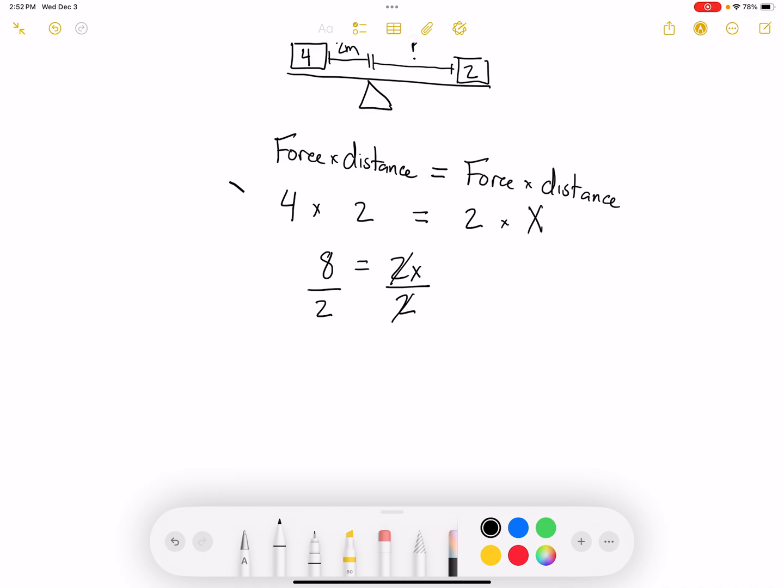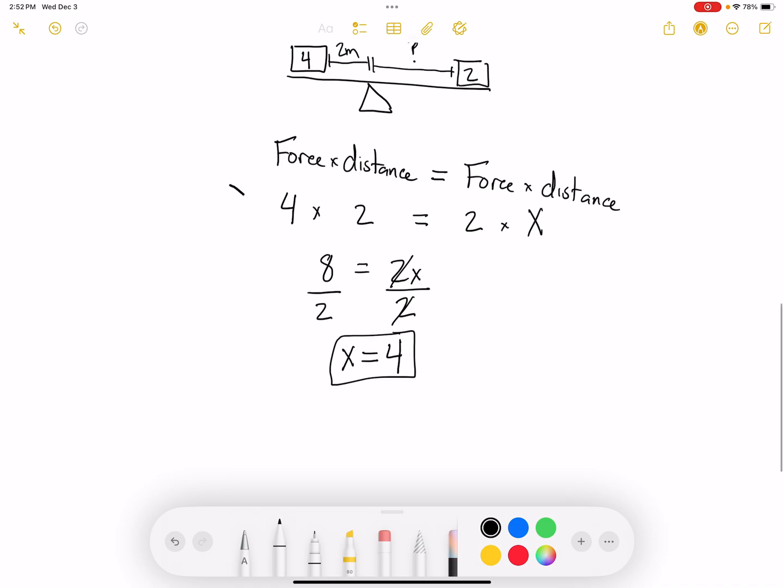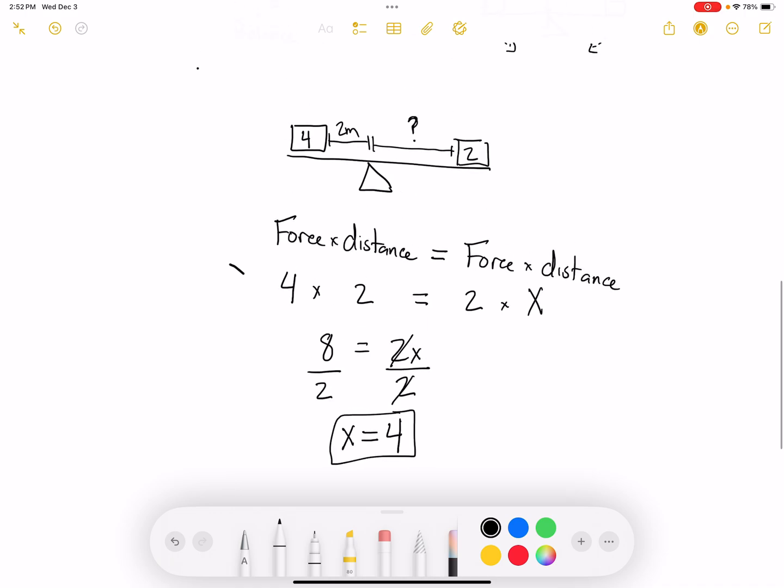On this side it cancels. 8 divided by 2 is going to give me 4. And so I know that the distance that my object is away is going to be 4 meters. So that's the distance that my 2 Newton block would have to be placed in order for this pivot to be balanced. And so that's equilibrium. Again, not very complicated, but we're gradually getting increasingly difficult with how we can handle this mathematically.